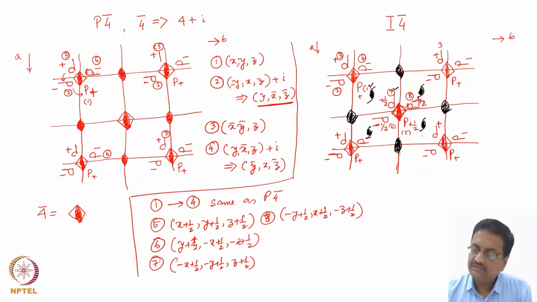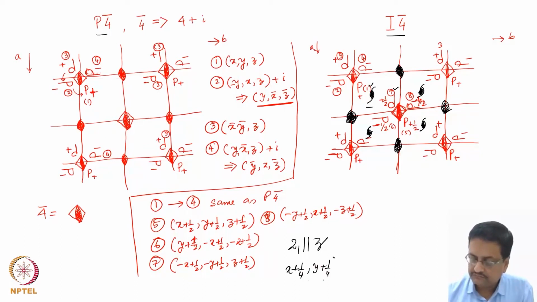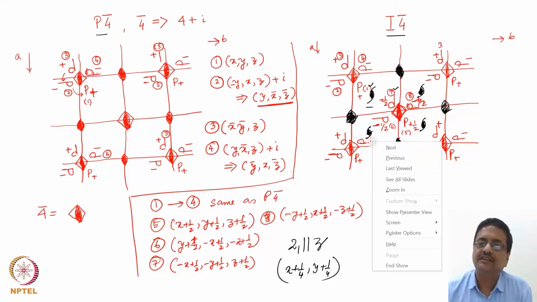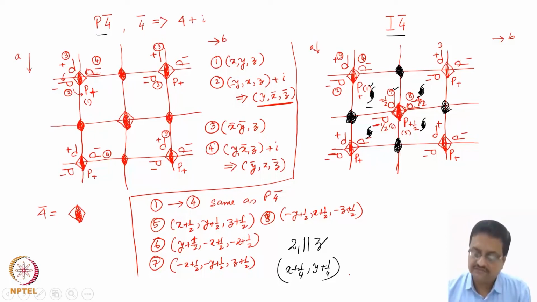So this is a new symmetry element that got introduced in case of I4 bar. P4 bar and I4 bar share a lot of similarity in terms of the axis, in terms of the symmetry element that got generated along the edge, but I4 bar has an additional symmetry of 2-1 parallel to Z, passing through x plus 1/4, y plus 1/4 kind of locations. That is x plus 1/4, y plus 1/4 is this one, this point is x plus 1/4, y plus 3/4, this point is x plus 3/4, y plus 3/4, and this is x plus 3/4, y plus 1/4 locations.